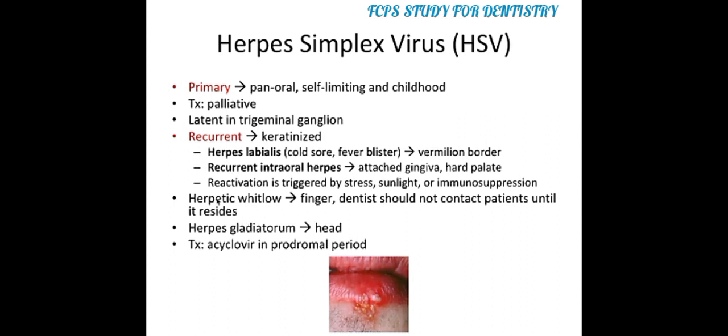Some other manifestations of herpes are herpetic whitlow, which are basically lesions occurring on the finger, and a dentist should not contact patients until this lesion resolves. Herpes gladiatorum appears on the head, classically on wrestlers, and there are many, many other manifestations, but that's just a few common ones. And treatment for this would be an antiviral like acyclovir during the prodromal period before the lesion comes on in full force.